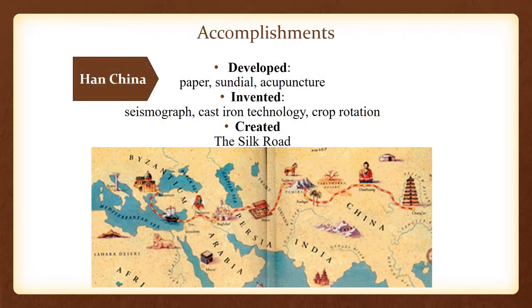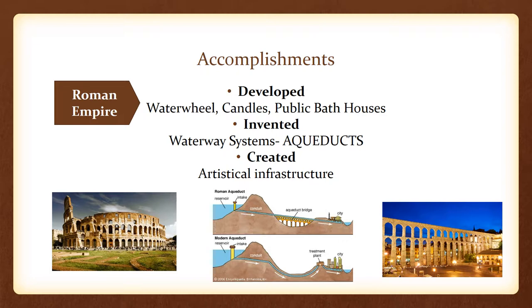In Han China, there were accomplishments such as developing paper, the sundial, and acupuncture. There were inventions such as the seismograph, cast iron technology, and crop rotation, which was to fulfill the agricultural environment and to keep crops growing. They also created the Silk Road, a trade route from the Far East in China all the way to the Mediterranean.